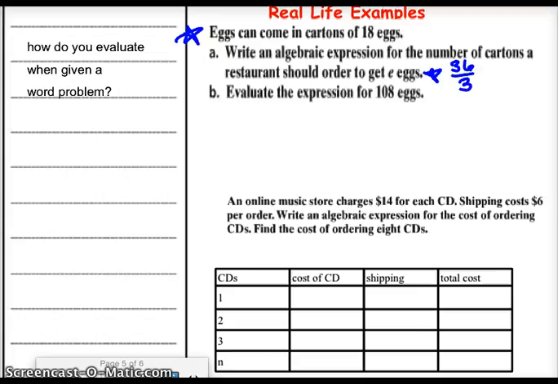So you went 36 divided by 12, my bad. You should. 36 divided by 12. So what we did is the eggs we want divided by how many in a carton. So this is eggs divided by carton. So we want to know number of cartons to get E eggs. So the E will go on the top. And how many in each carton? 18. E over 18.